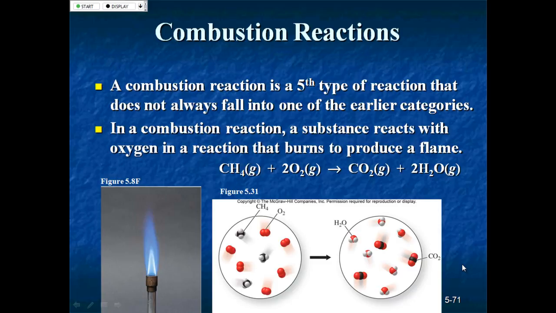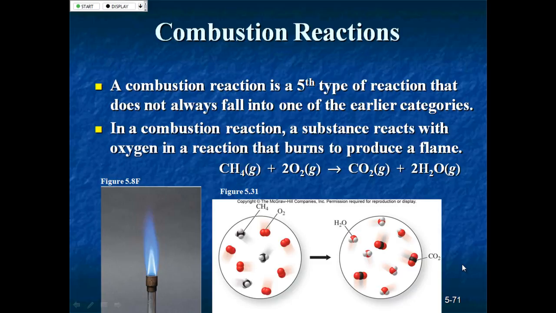Now, the last type of reactions are called combustion reactions. The other categories which we have learned are combination, decomposition, single displacement, and double displacement. Those are the four major classes. This is a fifth class which may not fall into one of those. In a combustion reaction, a substance reacts with oxygen and it will burn and produce a flame.